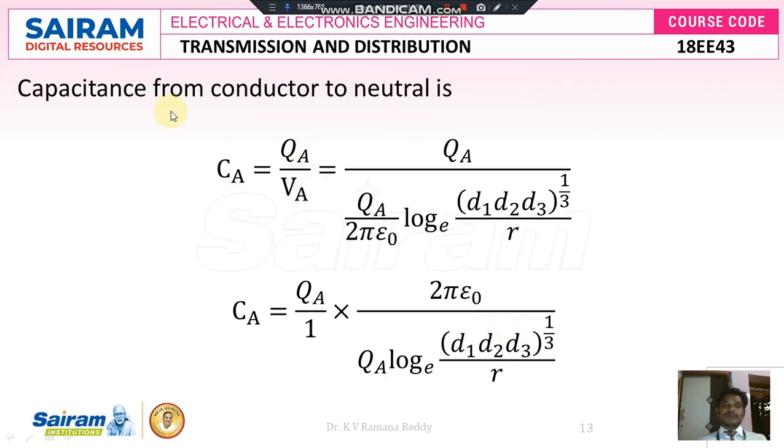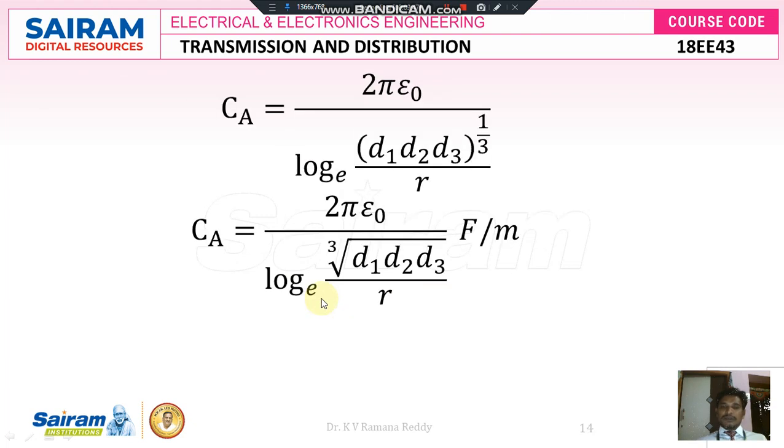So the capacitance from conductor to neutral, CA, is equal to QA divided by VA. Therefore I substitute this simplified equation in the place of VA. Then QA divided by QA over 2 pi epsilon naught ln of d1 d2 d3 whole power 1 by 3 over r. Here QA gets cancelled. The remaining equation is CA is equal to 2 pi epsilon naught divided by ln of d1 d2 d3 whole to the power 1 by 3 divided by r, which is the cube root of d1 d2 d3, in farads per meter. Thank you.